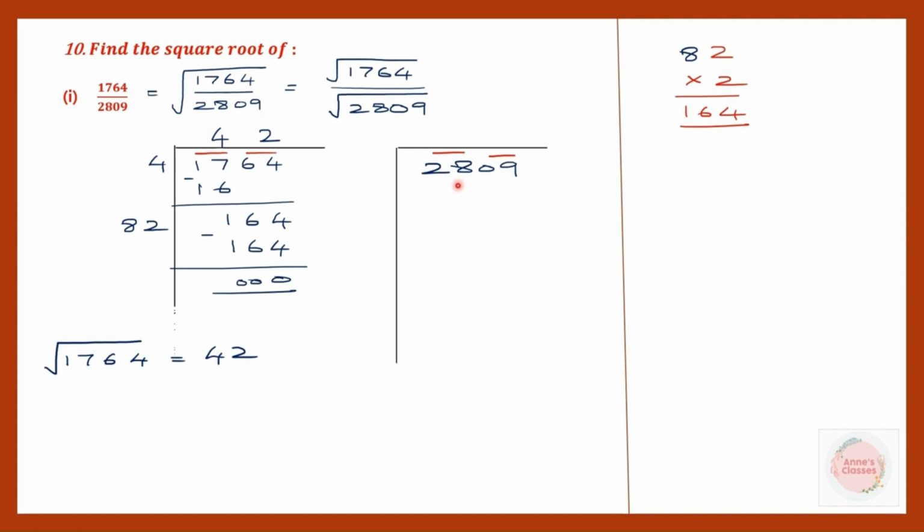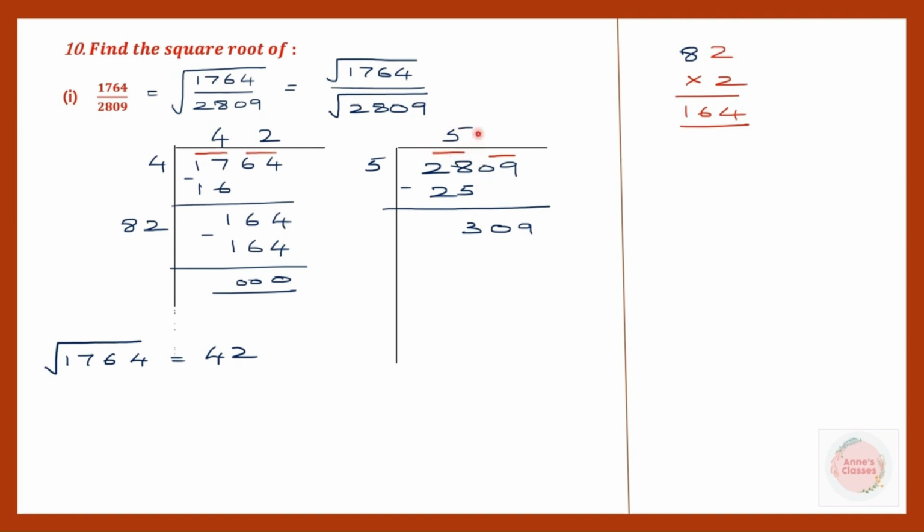Now we have 28. Think of a number whose square will give you a number close to 28. That is 5. 5 5s are 25. 8 minus 5 is 3. Then we bring down the next pair, 09. Now our number is 309.